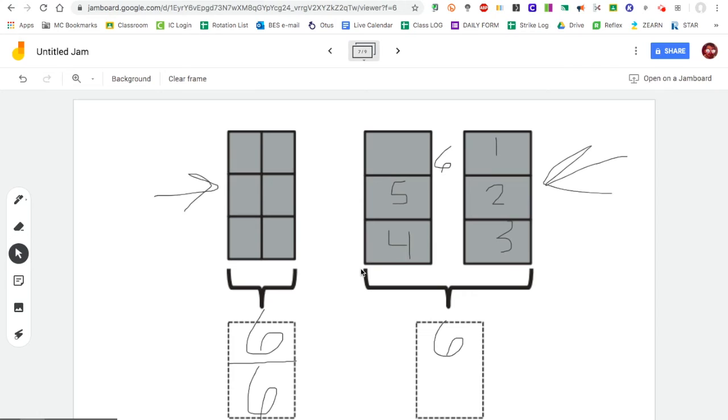Now your denominator is not going to be 6. What do you think the denominator is going to be? If you said thirds, you are correct, because we're looking at the whole, and the whole is only cut into 3 pieces. So keep that in mind anytime you see a question like that.